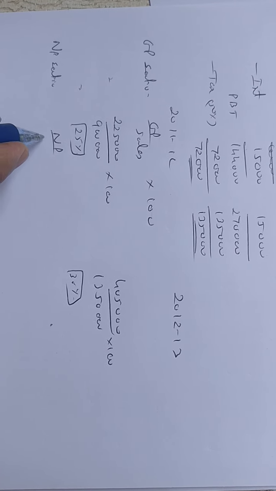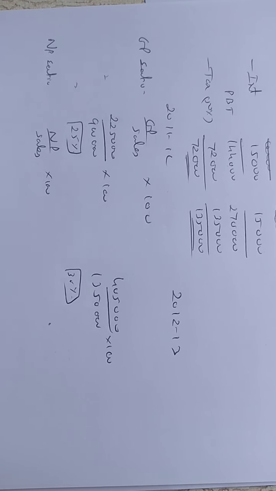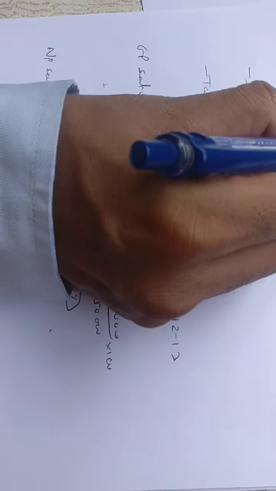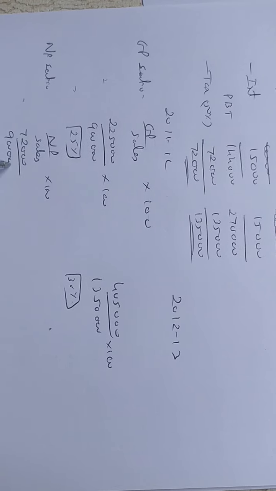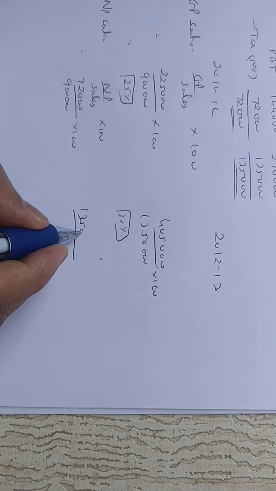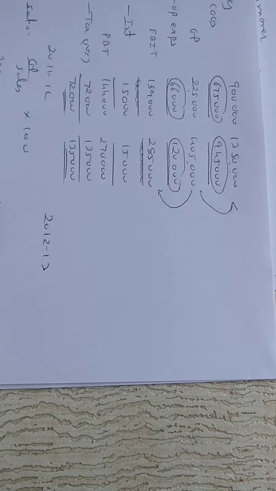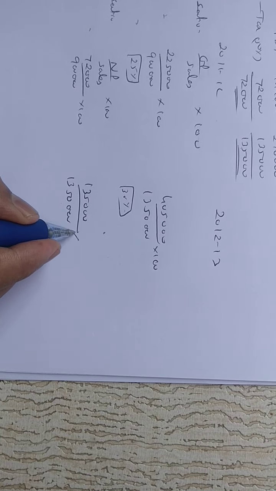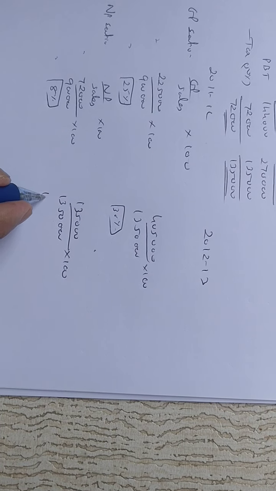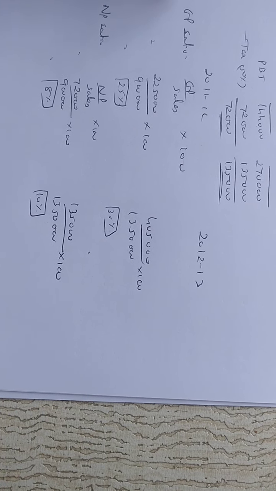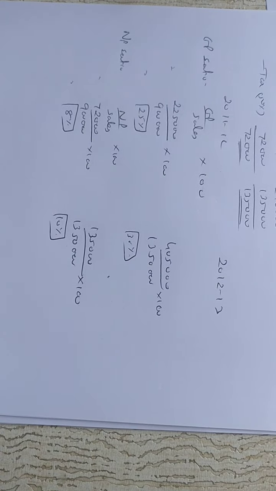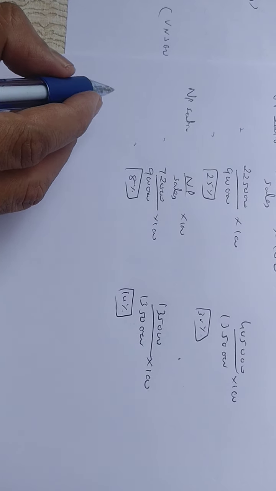NP ratio formula is NP upon sales into 100. NP 72,000, sales 9 lakh into 100. Same way, NP 1,35,000, sales 13,50,000 into 100. So answer is 8% and 10%. You see, the only difference between GP and NP ratio is here you have to write GP, here NP, nothing special. Then stock turnover.